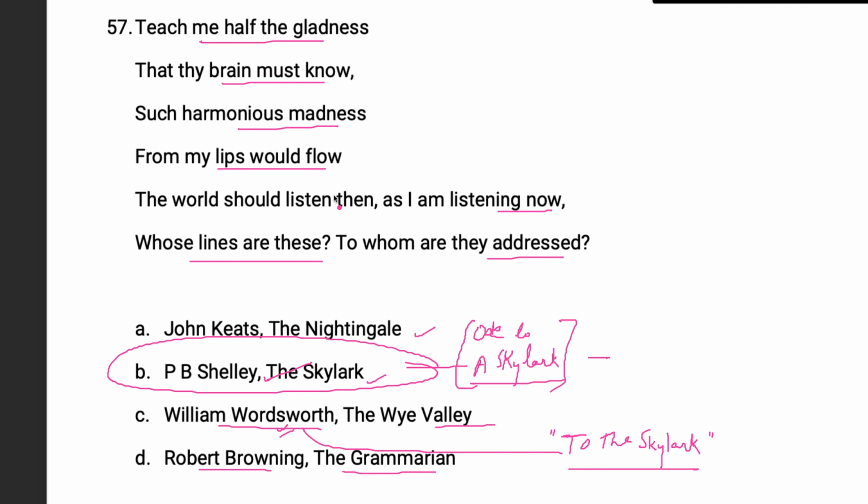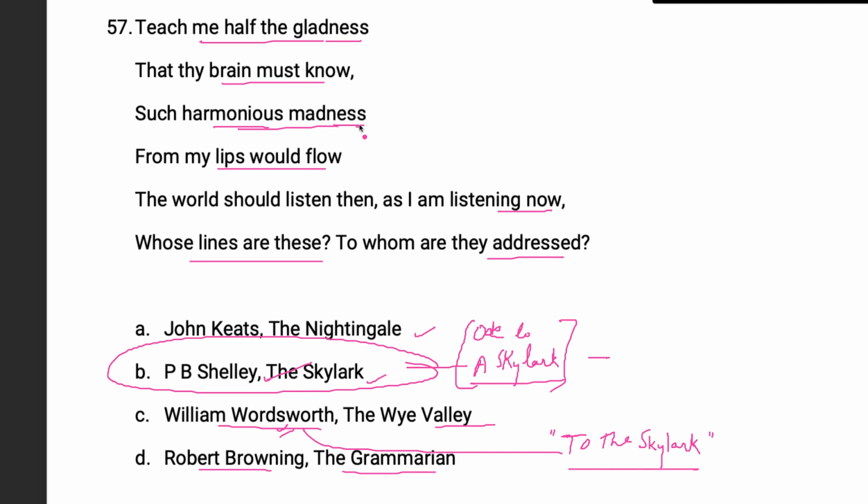And here in this poem, he wishes the skylark to teach him how to remain happy, how to express happiness. Because P.B. Shelley feels that he lacks happiness, he lacks the happy expression of the soul. And when he feels that these attributes are there in the skylark, he wishes these attributes in himself as well. That's why he urges, requests or appeals to her to teach him half of the gladness. He has utter pessimism and then he wants to express gladness or happiness. And who would teach him this happy expression? The skylark itself.